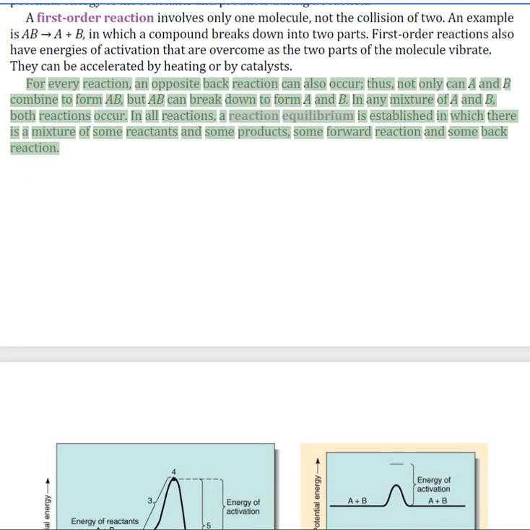For every reaction, an opposite back reaction can also occur. Thus, not only can A and B combine to form AB, but AB can break down to form A and B. In any mixture of A and B, both reactions occur. In all reactions, a reaction equilibrium is established in which there is a mixture of some reactants and some products, some forward reaction and some back reaction.